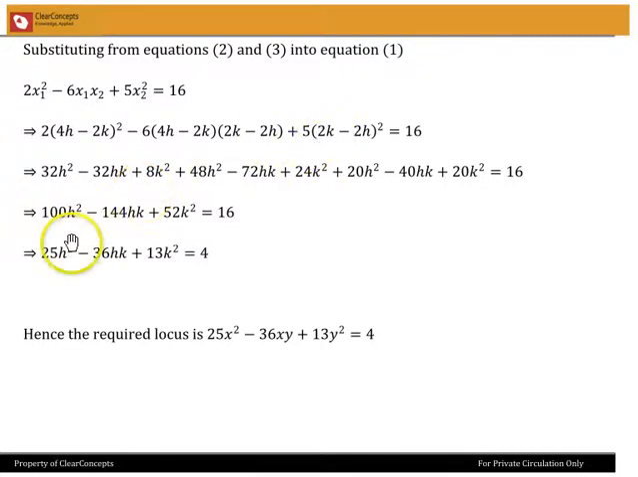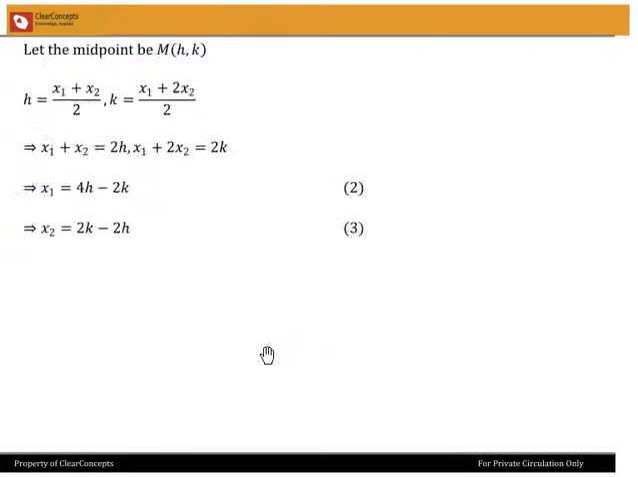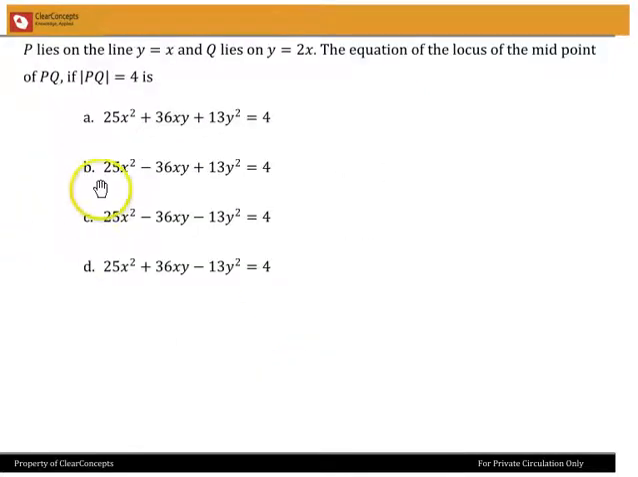Expanding and simplifying, we will get 25h squared minus 36hk plus 13k squared is equal to 4, which is the locus. It turns out to be 25x squared minus 36xy plus 13y squared equal to 4, which, if we look back at the question, is option B.